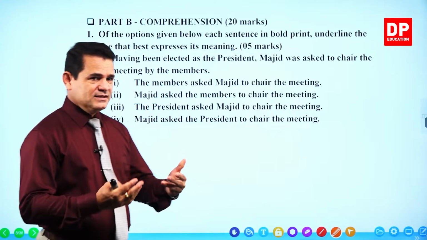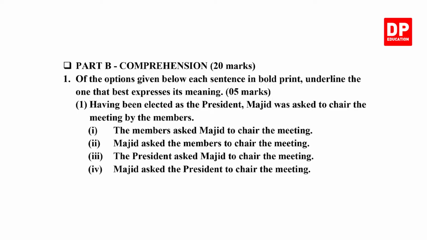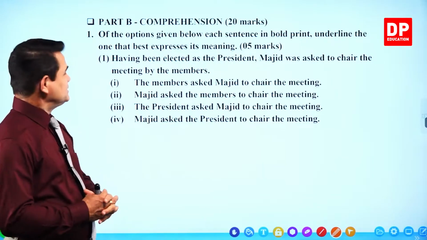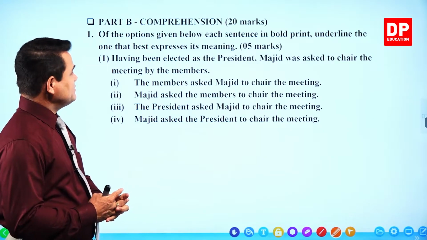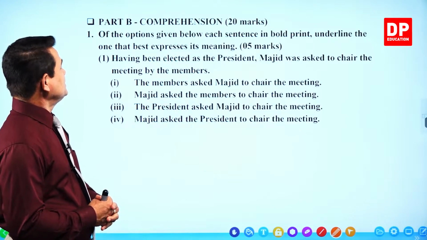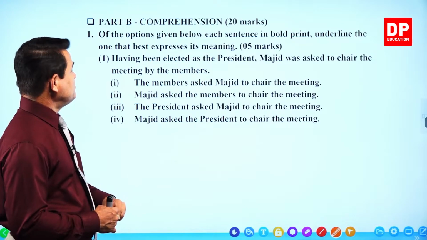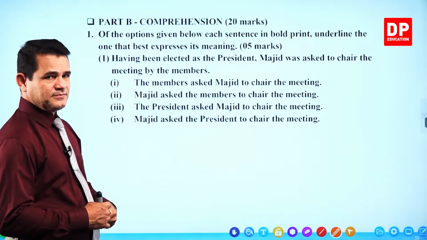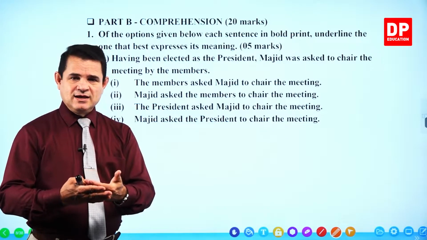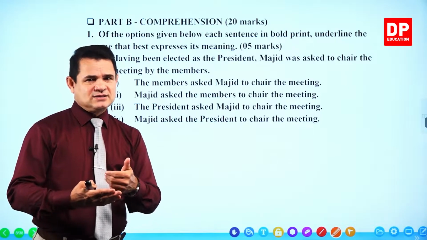And now in this section today my focus is part B of the 2014 first paper, that is comprehension. For this you get 20 marks. Now let's look at the question. Of the options given below, each sentence in bold print, underline the one that best expresses its meaning. So this is also a way of testing your ability of reading and comprehending.